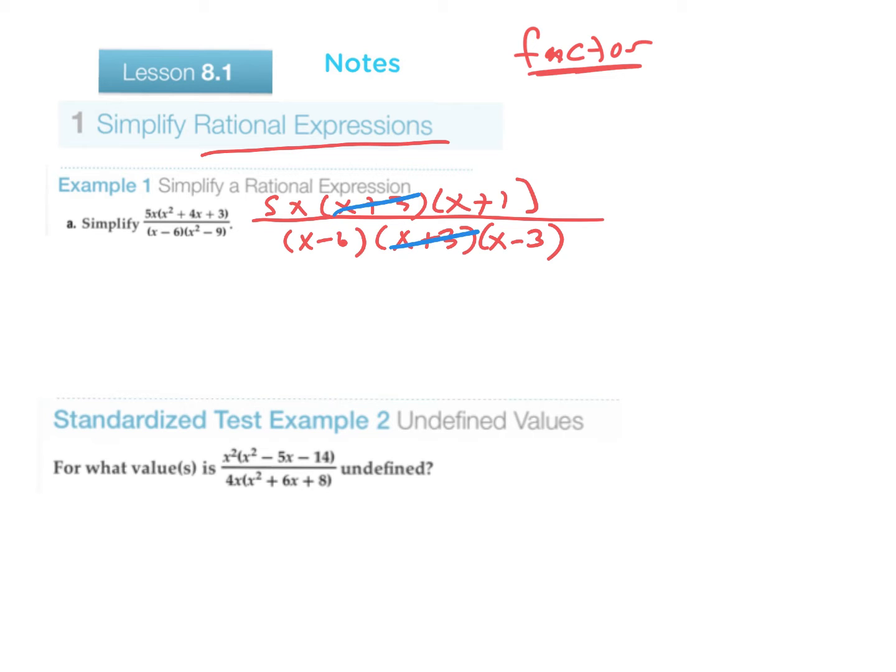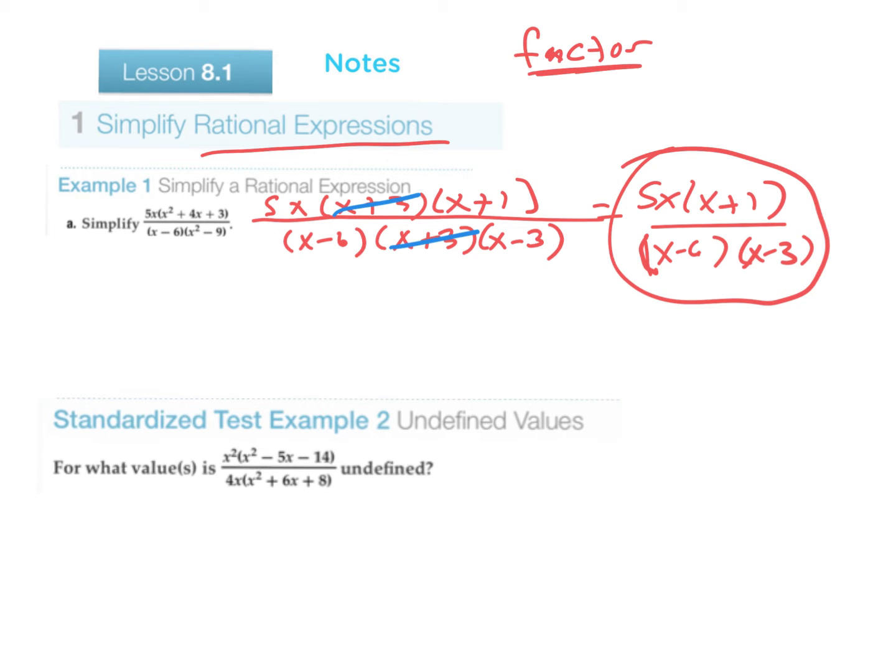Nothing else is the same on numerator and denominator, so I'm left with 5x, x plus 1, and I'm left with x minus 6 times x minus 3. And since there's nothing to cancel out, this is a simplified answer.